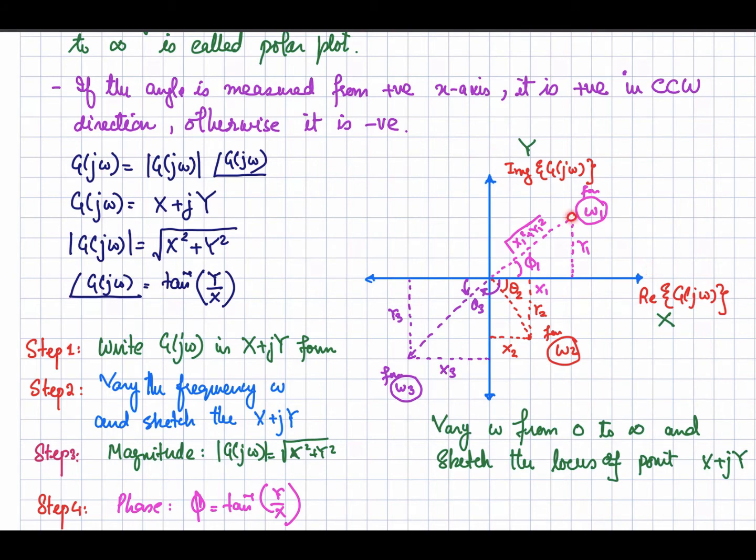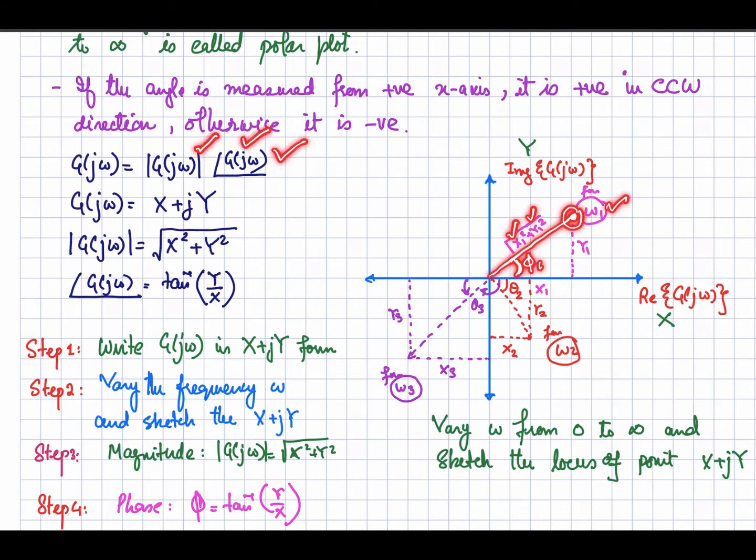Suppose that for one particular value of the frequency, say ω1, we have this point, and our transfer function has the value x1 plus jy1. So this portion will be x1 and this portion will be y1. This will be the magnitude of our transfer function at frequency ω1, which is the square root of x1 squared plus y1 squared, and this is the phase of our sinusoidal transfer function at frequency ω1.